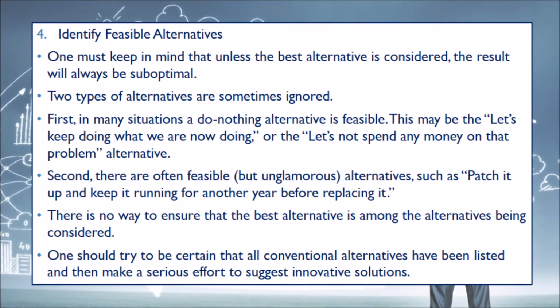Step 4. Identify feasible alternatives. One must keep in mind that unless the best alternative is considered, the result will always be suboptimal. Two types of alternatives are sometimes ignored. First, in many situations, a do-nothing alternative is feasible. This may be the "let's keep doing what we are now doing" or "let's not spend any money on that problem" alternative. Second, there are often feasible alternatives such as "patch it up" or "keep it running another year before replacing it." There is no way to ensure that the best alternative is among the alternatives being considered.